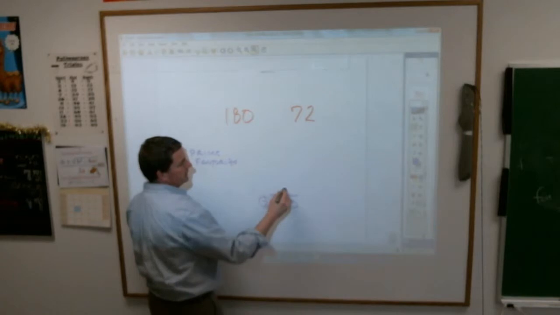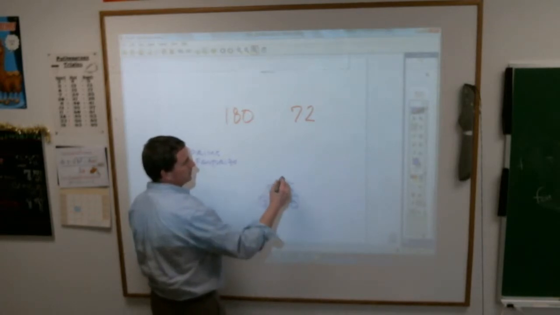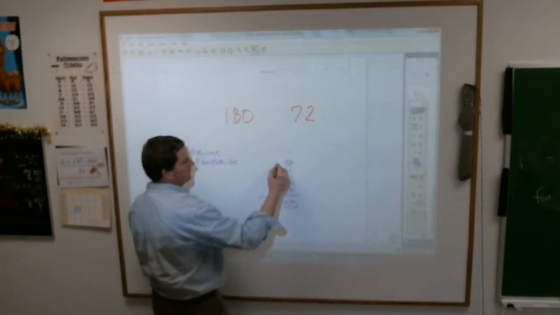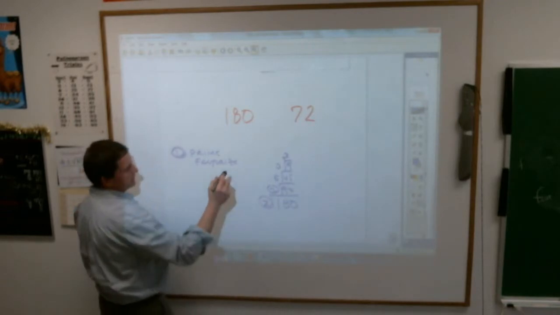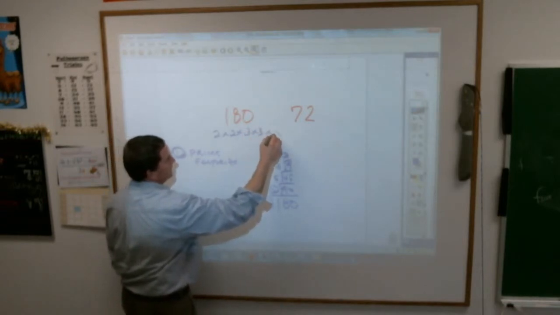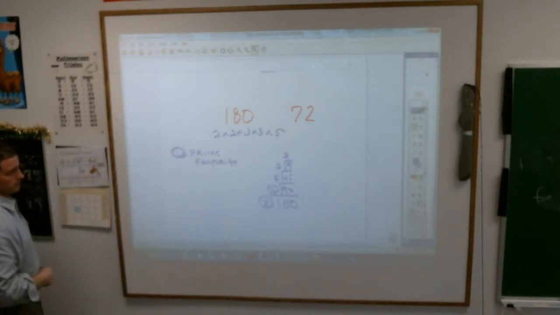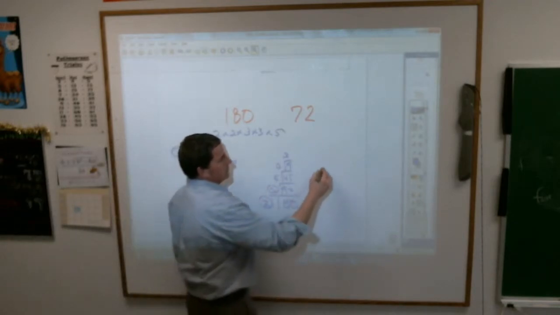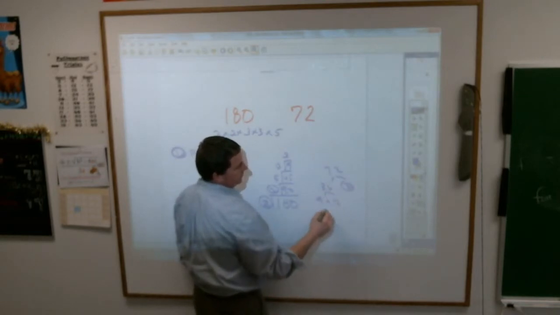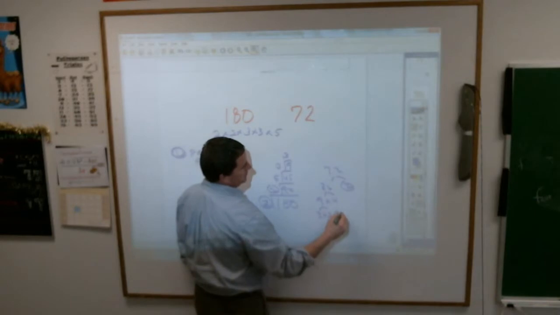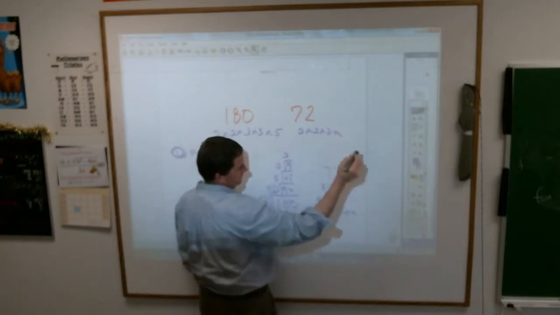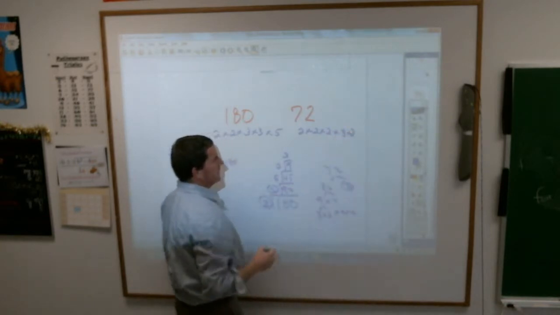2 goes into 180 90 times. 2 goes into 90 45 times. 5 goes into that 9 times, and then 3 and 3. So 180 is 2 times 2 times 3 times 3 times 5. Correct? 72, if you break it down, is 36 times 2, and 36 is 9 times 4, and 9 is 3 times 3, and 4 is 2 times 2. Not spending as much time on the prime factorization because I think you know how to do that. And this will make more sense in a second here.